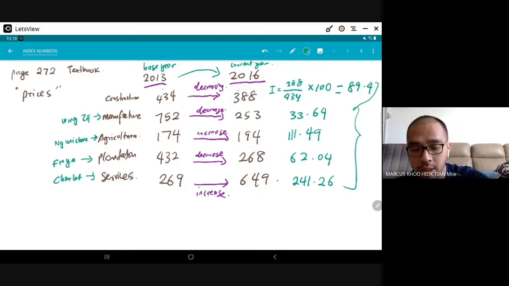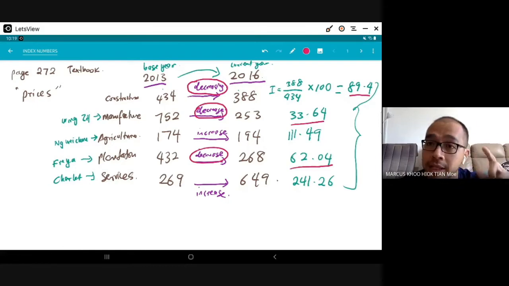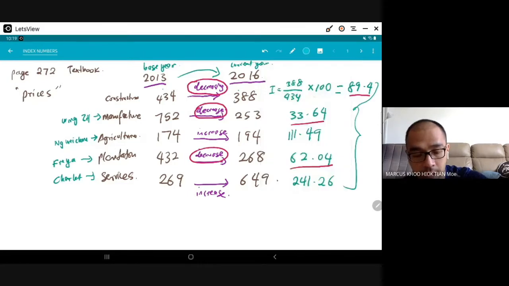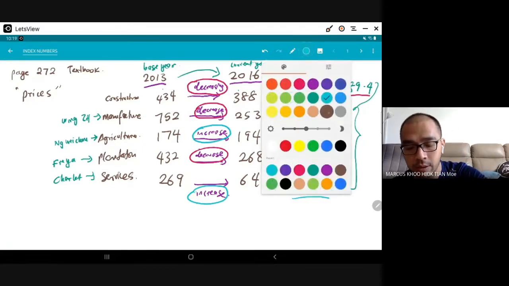Okay, I want you to notice that when the number is decreasing from the base year to the current year, we find that the index number is always less than 100. Whereas if the number is increasing, we find that the number is always more than 100. And that's a very important thing. Okay, and I want to draw this out to you.